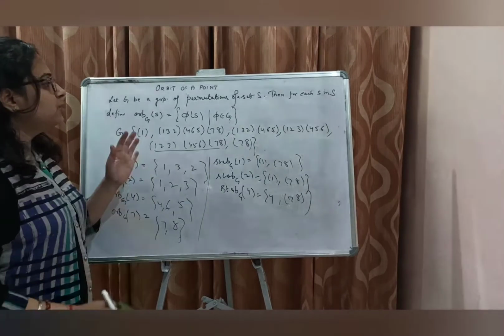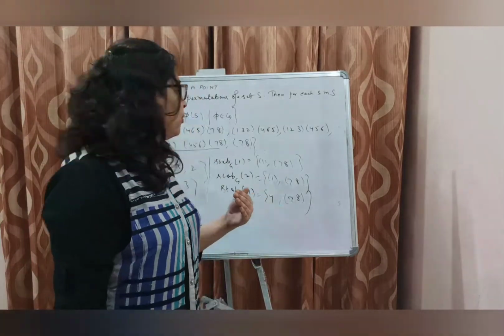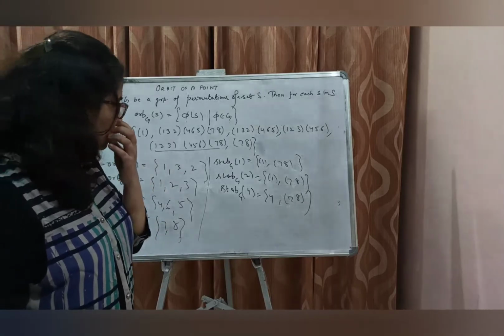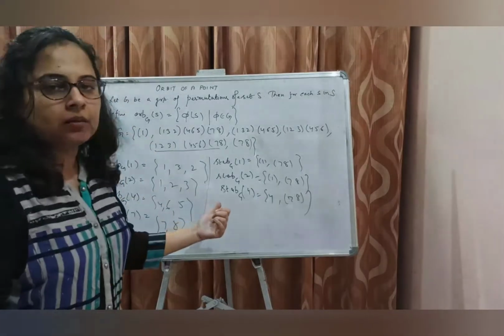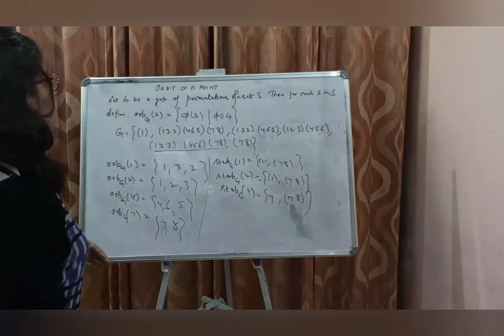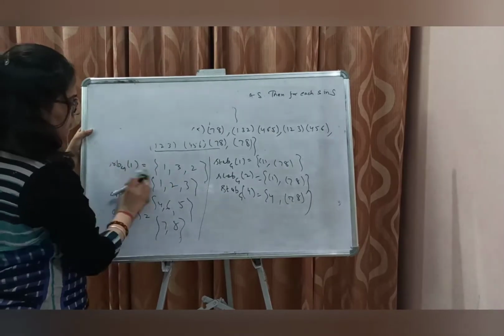So now we have learned the orbit of a point and the stabilizer of a point, and we also did one example of how to calculate the orbit of a point and the stabilizer of a point. Next comes the orbit stabilizer theorem.